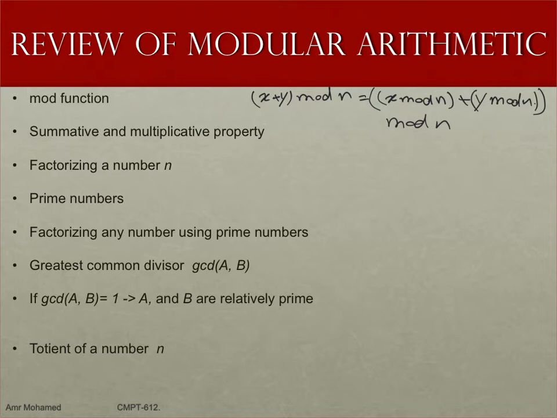Similarly, the multiplicative property, which is very similar. So (x times y) mod n again equals (x mod n times y mod n), and all of them mod n. Clear? So this multiplicative property, for example, is very, very important, and sometimes it saves us a huge amount of time when it comes to calculating some mods.